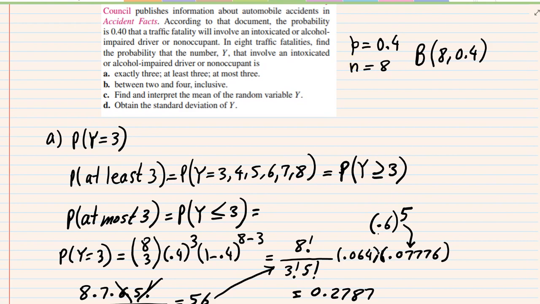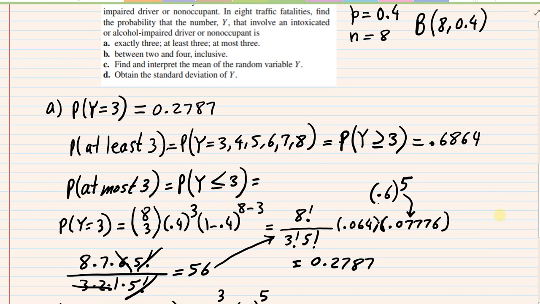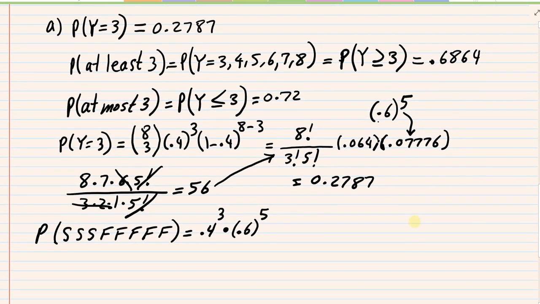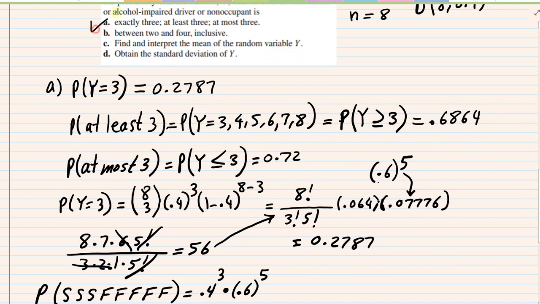So for the first part, we found the probability of y equals 3 to be 0.2787. We did that ourselves and confirmed it with StatCrunch. Now, the probability of at least 3, greater or equal to 3, that turned out to be 0.6864, which means almost 70%. And the probability of at most 3 turned out to be 0.72. Okay, and there you go. See how much easier it is using StatCrunch. Now, so that answers part A.